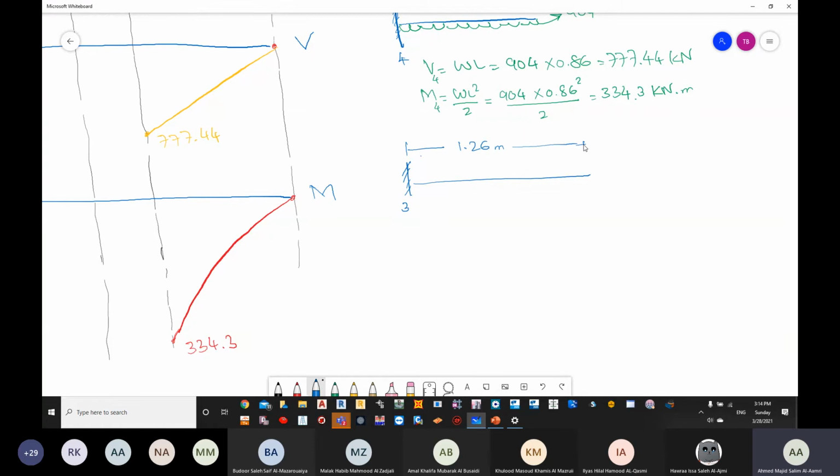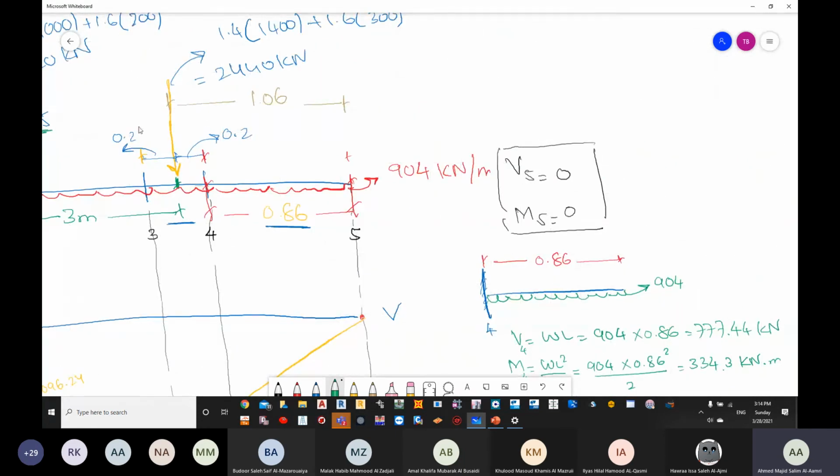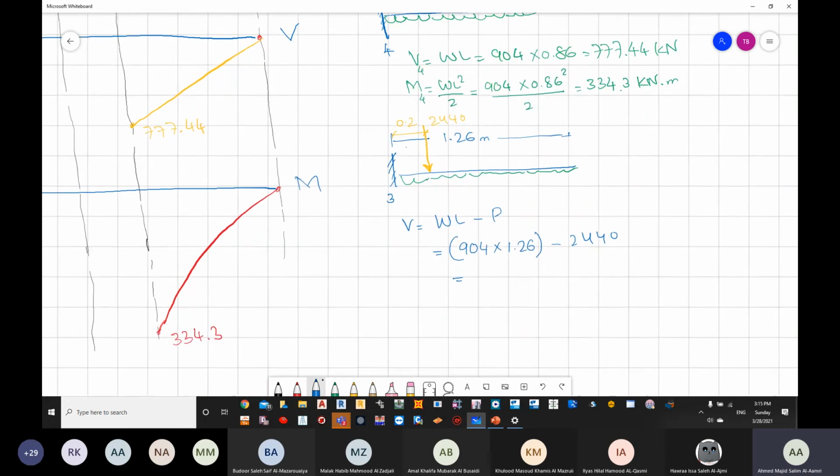Okay, 1.26 meter. There is a pressure, and then we have a point load. The distance from my point number 3 to the point load has been given as 0.2. So I'm going to draw this here, 2440, and then the distance from here to here is 0.2. So now to calculate my shear force, once again, it is going to be WL minus P for the point load. We have UDL and point load. UDL is 904 multiplied by the distance of the UDL, which is 1.26. Point load is 2440. Can you give me the value?